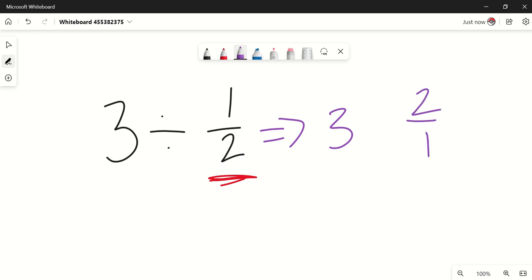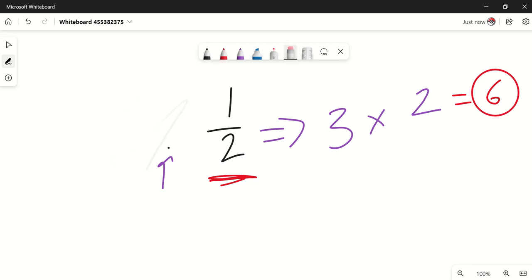And once I flip it and take the reciprocal, this is no longer a division problem. It is now multiplication. So 3 divided by 1/2 becomes 3 times 2 over 1, or since we know 2 over 1 is just 2, it will equal 6.